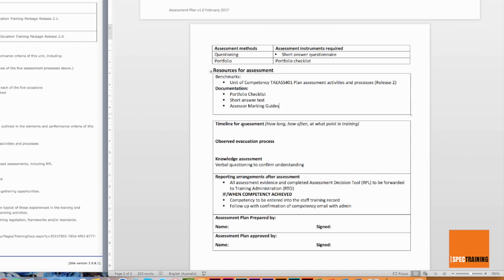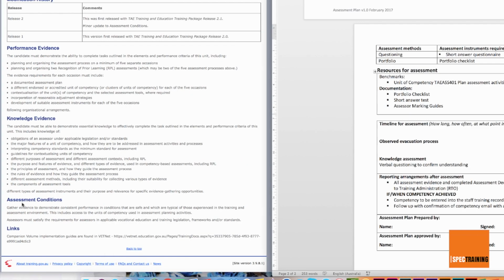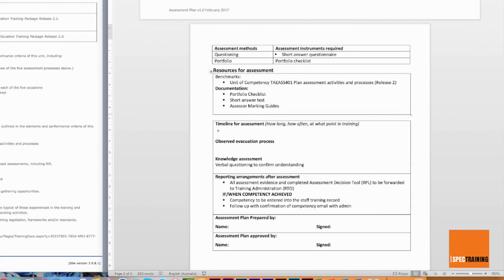Okay. Next here you see the timeline for assessment. How long is it going to take? Now if we go over to our assessment conditions on the unit of competency, we'll see here that it just says typical of those experienced in the training and assessment environment. So therefore it doesn't give you exactly how long it takes to gather this evidence. You might want to gather some of the evidence during a workshop and some post-workshop via the portfolio of evidence, in which case you would enter that in here. I'll just pop a couple of notes in here.